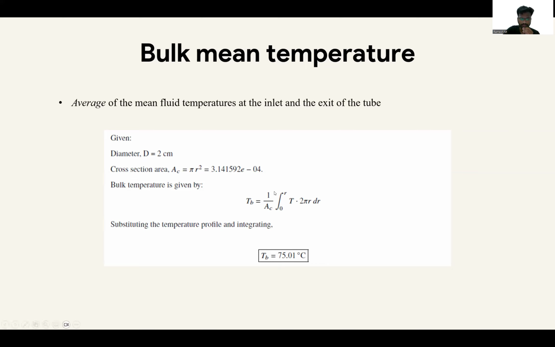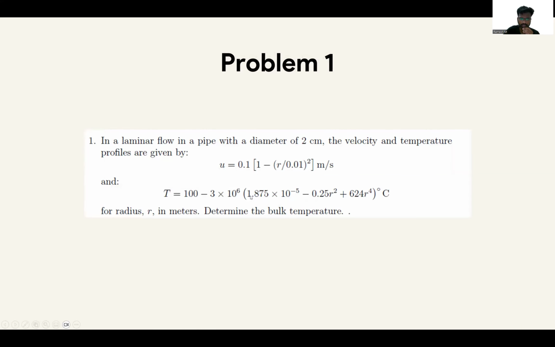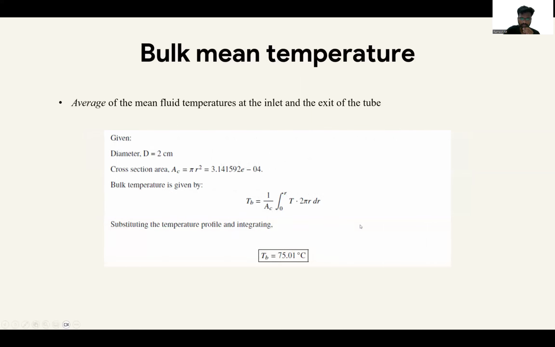So we have an equation for the bulk mean temperature as 1 by the cross-sectional area times the integral from 0 to the radius. Integrating the temperature profile over the cross-sectional area will give us the bulk mean temperature of the fluid inside the tube. Plugging in the values of the temperature profile, 100 minus 3 into 10 power 6, this will give us the bulk mean temperature for this problem.